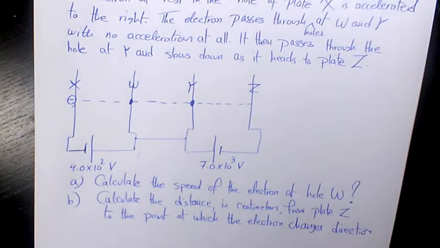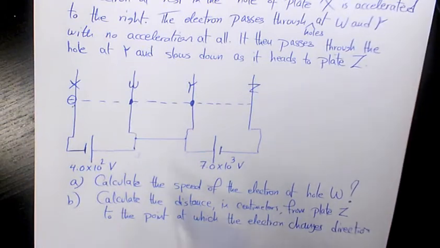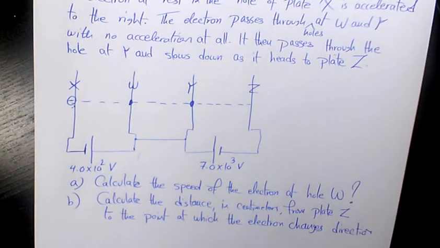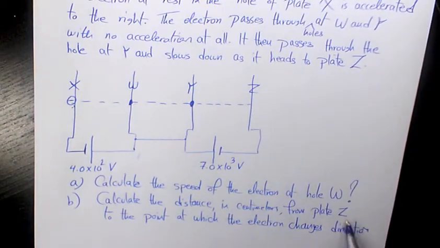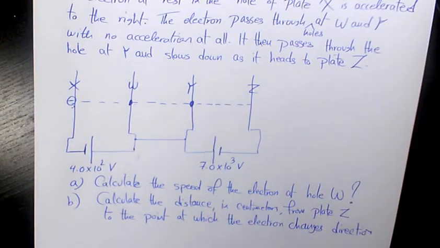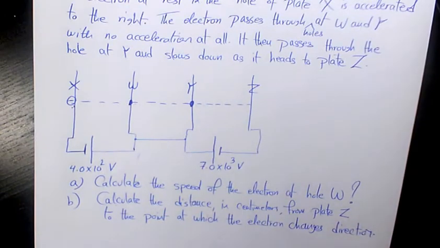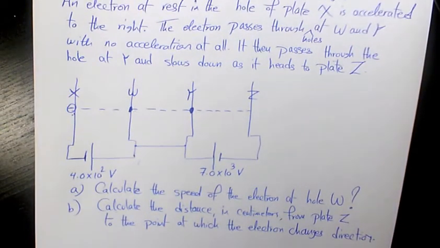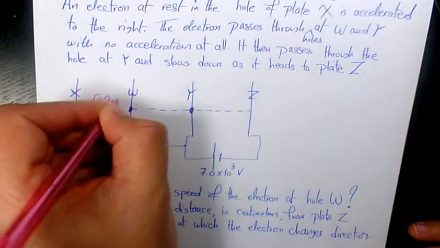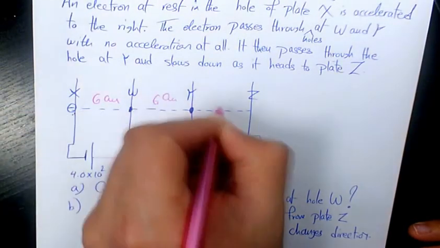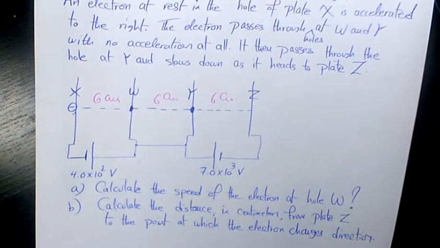In part A, we need to calculate the speed of the electron at hole W. And in part B, we need to calculate the distance in centimeters from plate Z to the point at which the electron changes direction. The distance here is 6 centimeters, 6 centimeters, and 6 centimeters. That's a very good example.